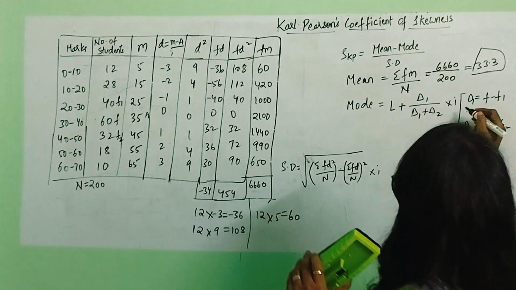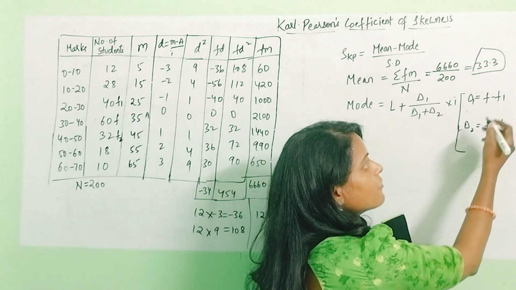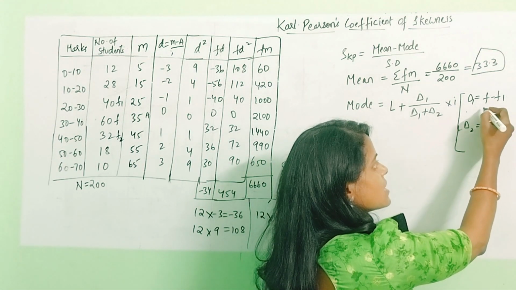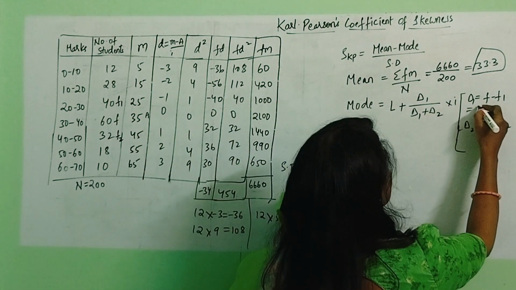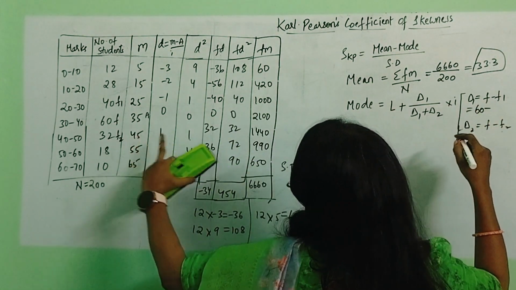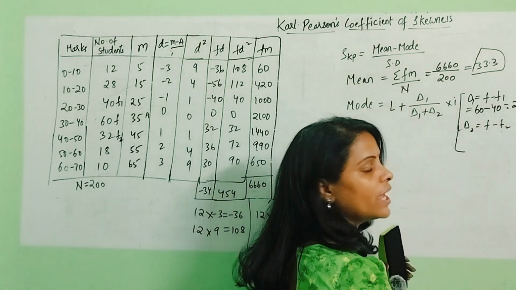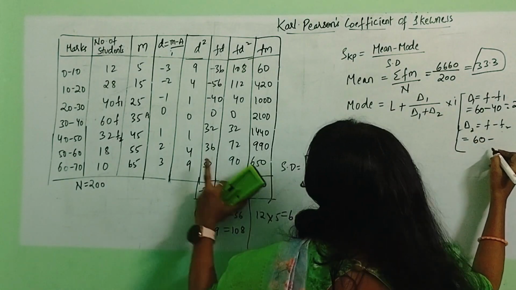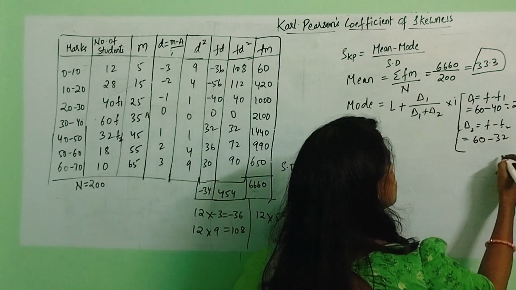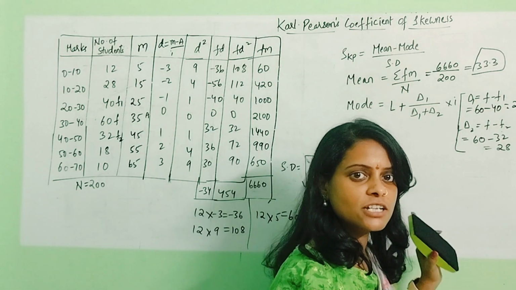So we got all the values. Now substitute here in delta 1. So delta 1 equals f minus f1. What is the f value we got? 60. 60 minus, what is f1? 40. So that is 20. Okay. Next, delta 2, f minus f2, that is 60 minus 32. What is the value? 28. So we got delta 1 and delta 2 also.